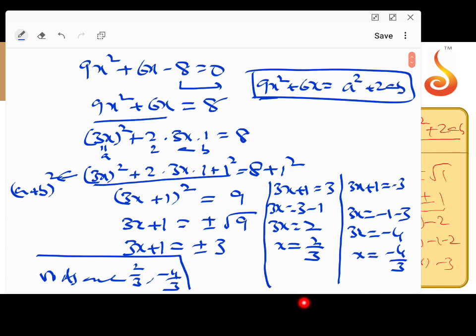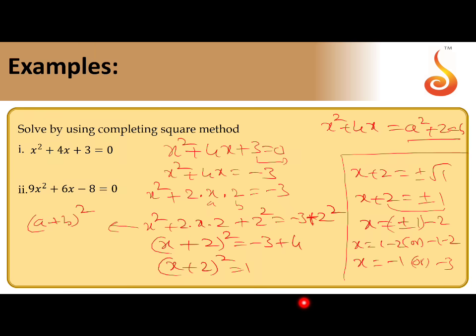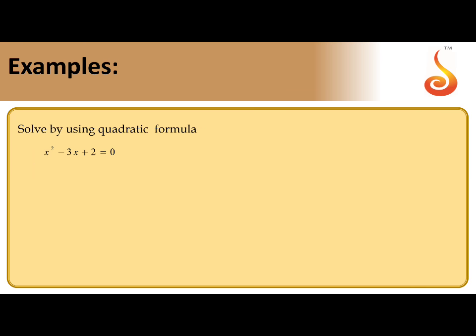So, understand everyone? Next. So we completed two methods. One is the factorization method. Next is the completing square method. So next one, using the quadratic formula, we will solve one question. So we can get all three methods.